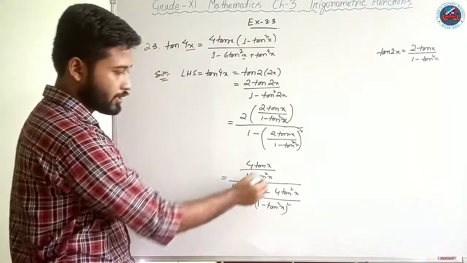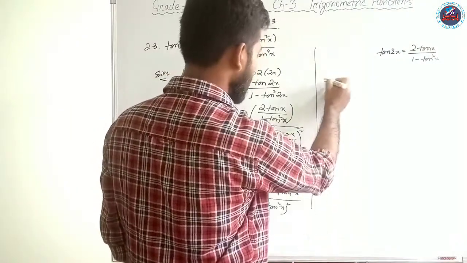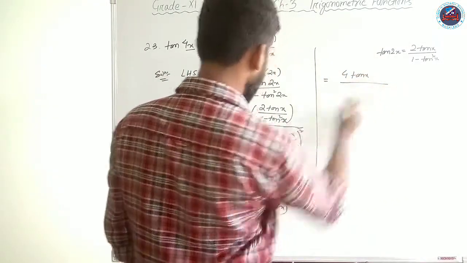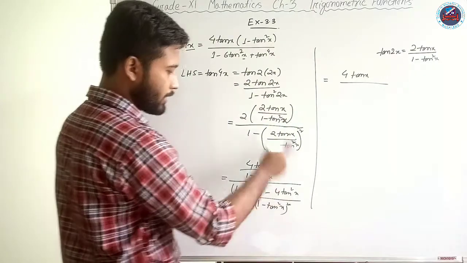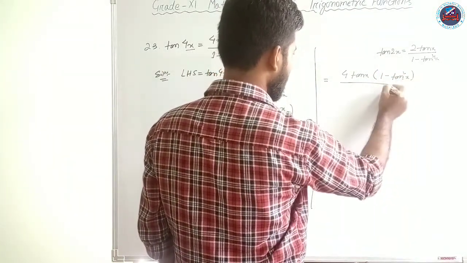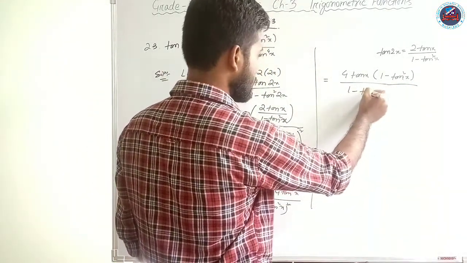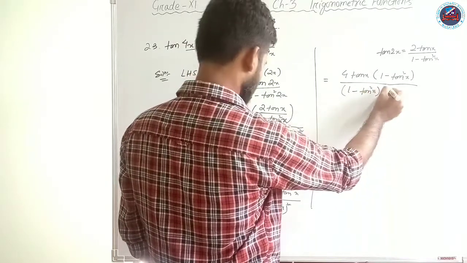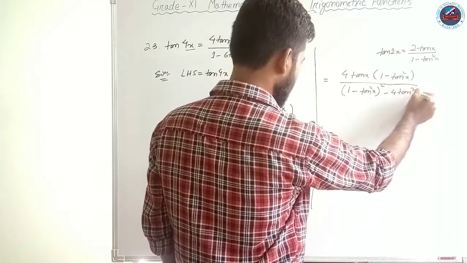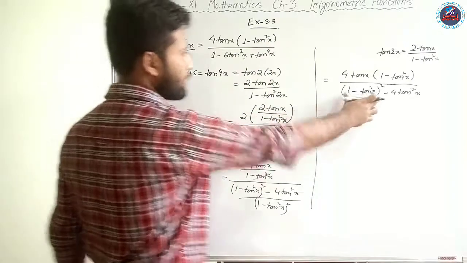So since we have a whole square here, we can cancel out this and this square. So in the next line what we shall do is that 4 tan x divided by, this will come here, and this 1 minus tan square x will go up. So we shall have 1 minus tan square x here, and this will be the denominator, that is 1 minus tan square x whole square minus 4 tan square x. Okay, so we have got the first part. Now let us expand this part.